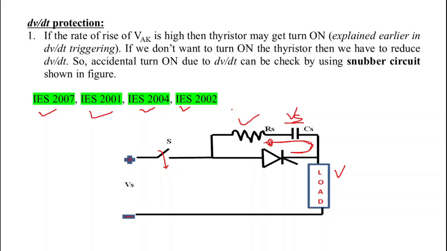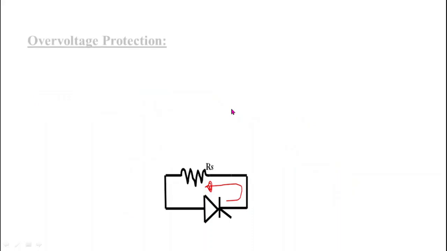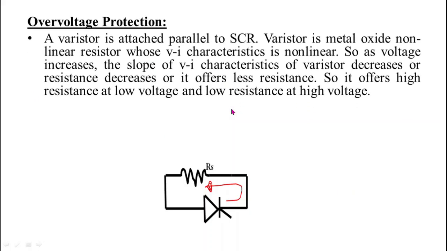Now next is overvoltage protection. So this is also important. A thyristor is attached parallel to SCR for this protection. This is thyristor. Okay. Thyristor is a metal oxide nonlinear resistor whose VI characteristic is nonlinear and it is like this. This is VI characteristic of thyristor.